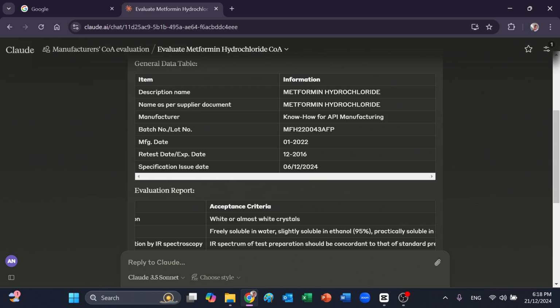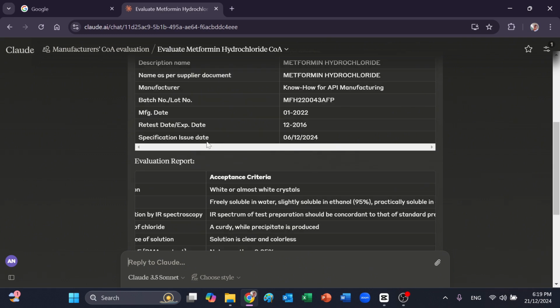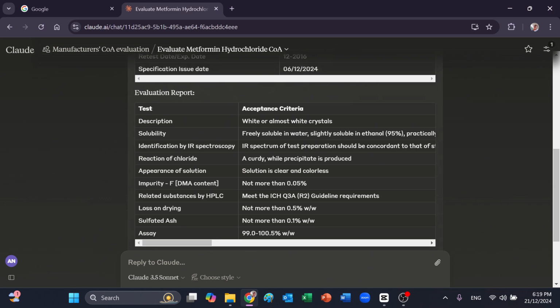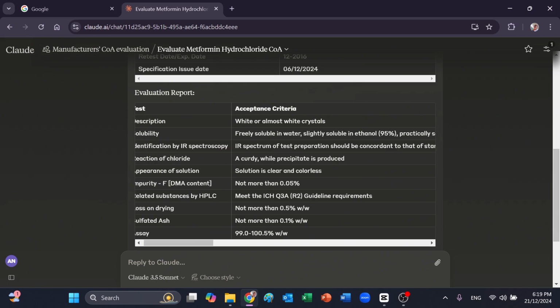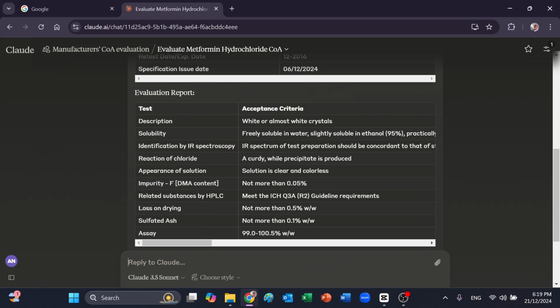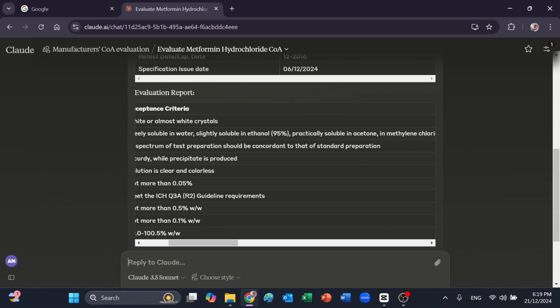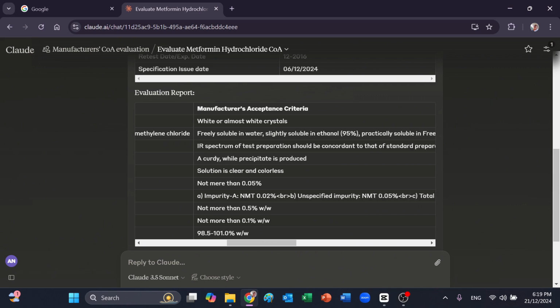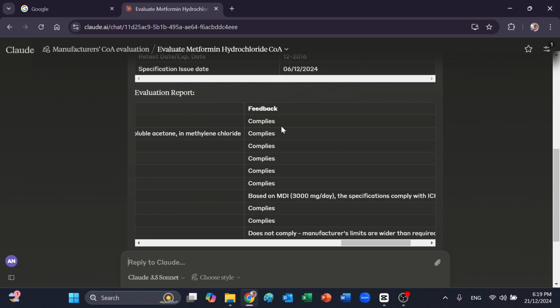Now the expiry date is before the manufacture date, but it's not noticed under that specification issue date. That is one of the things not observed about the retest date, which is not logical to be before the manufacture date. Now each test stated in the certificate of analysis has acceptance criteria which we already approved in the raw material specification, and the manufacturer's acceptance criteria stated in the manufacturer's certificate of analysis, and that is the last one, the feedback.